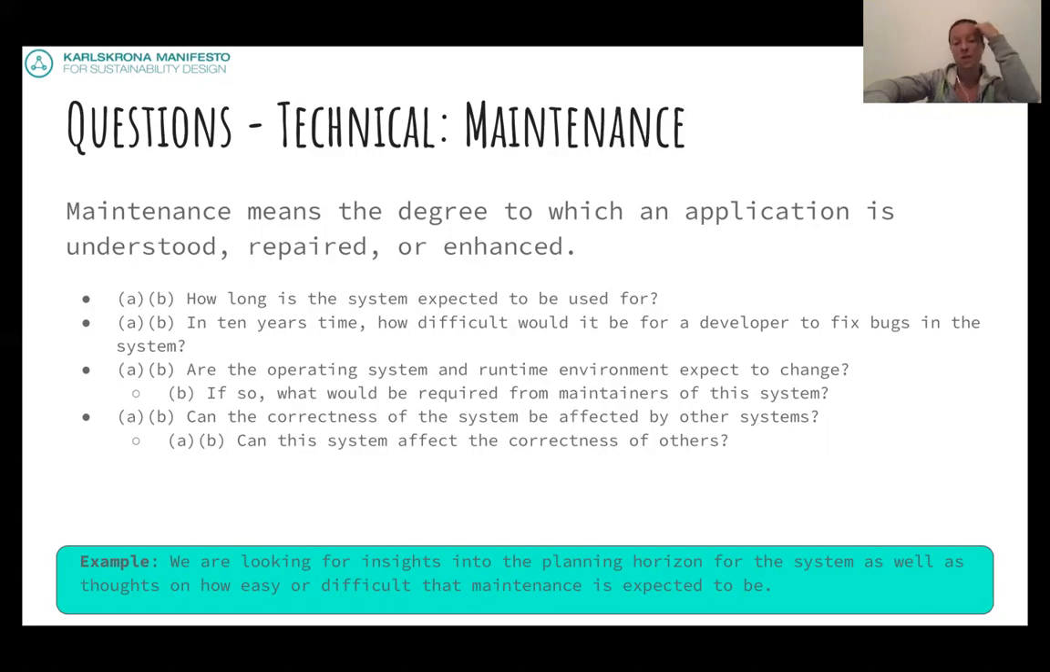Can the correctness be affected? Can the system affect the correctness of other systems? So if we carry out a calculation for a different system, then we could affect that system's correctness. If the robot writes a letter but exchanges some words, it could affect the correctness of an action that the person receiving the letter was supposed to carry out. So we'll look for examples, for insights into the planning horizon for the system, as well as thoughts on how easy or difficult maintenance is expected to be.